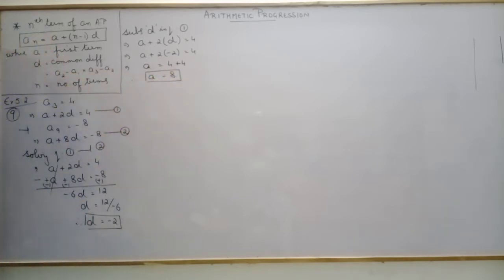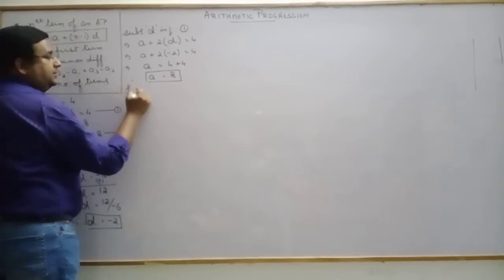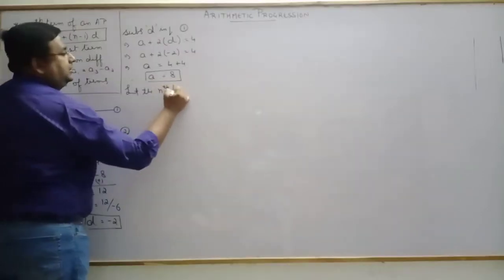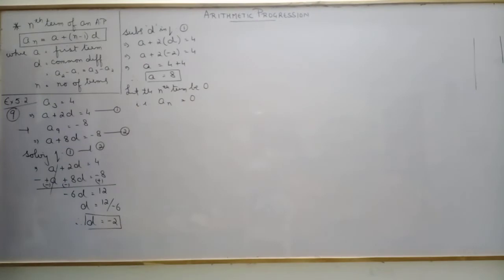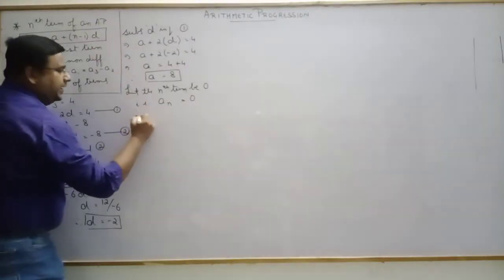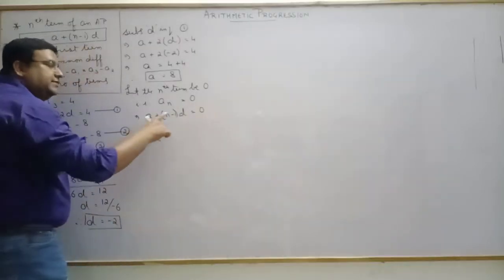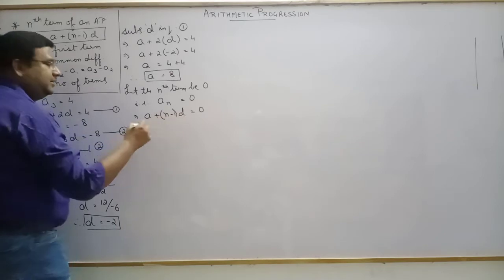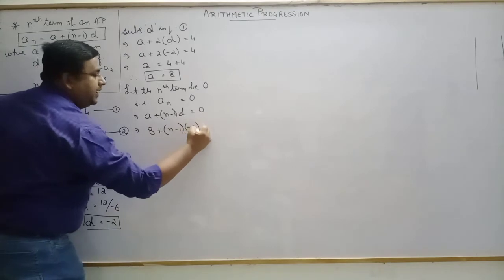a is also there. Now what is given? Which term? So let the nth term be 0. That is an is equal to 0. Question says which term of the AP is 0. So let that term be the nth term, 0. an, what is the formula? Here is the formula right in front. a plus n minus 1 into d is equal to 0. a is given to us, d is given to us. What we need to find? n. 8 plus n minus 1 into d, minus 2, is equal to 0.